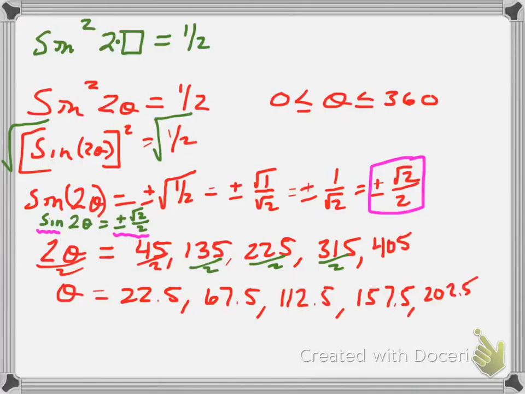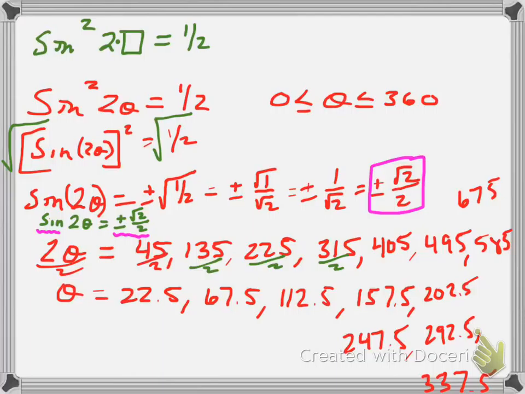Here's why. If you go around again, you'd get 405. That's 45 plus 360. And you divide it by 2, you're still under 360. So that's an answer that works. And then there's the rest of them. Adding 360 to the original 4, and then dividing those by 2, 202.5, 247.5, 292.5, and 337.5. Those are all legitimate answers that are less than 360.